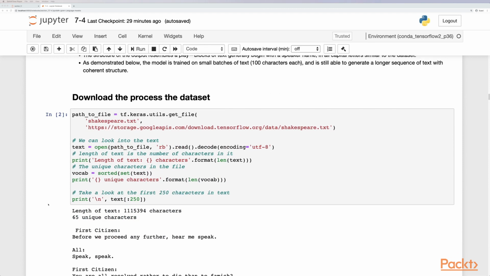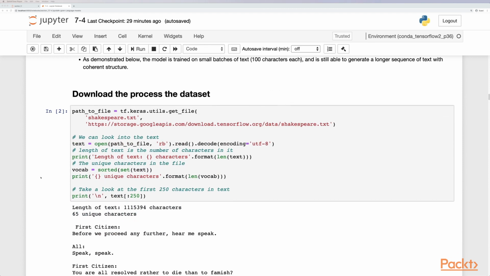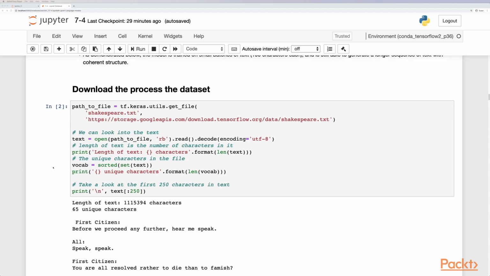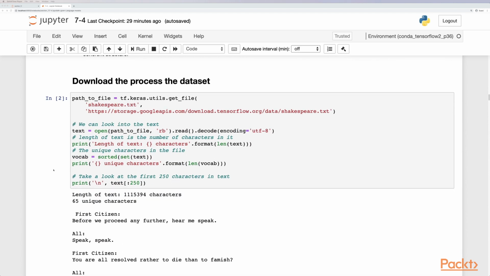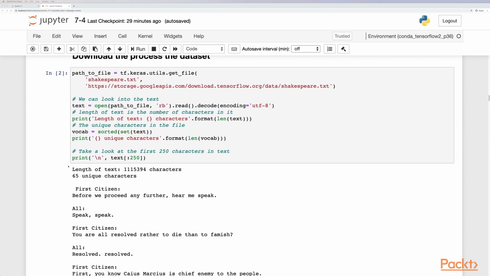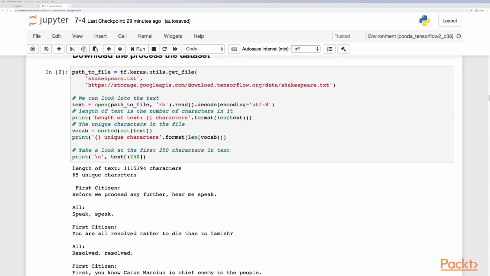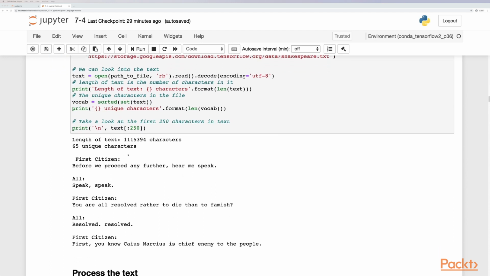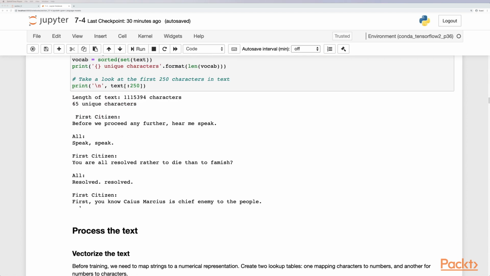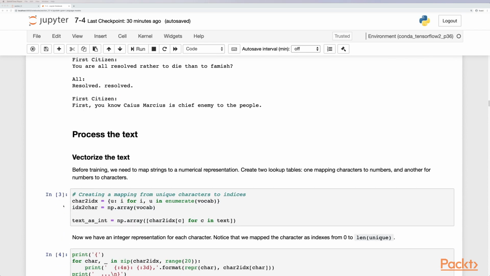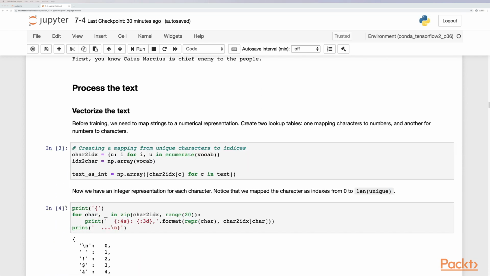Now we can download and process the dataset from the following URL, and we can look into the text, and then the length of the text, that is the number of characters in it, and the unique characters within the file. We can also take a peek at the first 250 characters in the text. So we know we have about 1.1 million characters here, and we have 65 unique characters, and this is just a peek at the dataset that we have. Let's process the text. So first we'll vectorize the text.